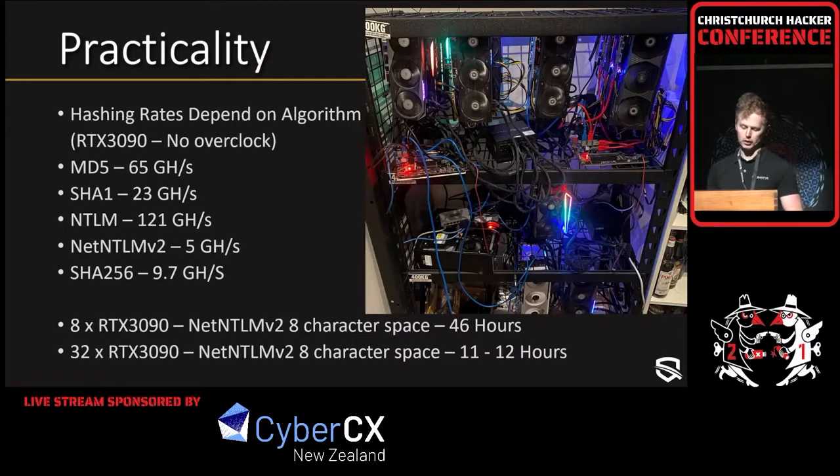The examples given below are for Net-NTLMv2, which is the hashes that you get out of Responder that we were talking about at the start. I've used this as an example because it's the slowest hash rate of the ones listed there as common hashing algorithms. From having 8 of those cards, you could crack an 8-character space in 46 hours, or it's actually less than 46 hours. So 8-character space is obviously not sufficient in terms of password length anymore. If you were to have 32 of those, so not quite there yet, but 2/3 of the way, it would only take you 11 to 12 hours to crack that entire character space.